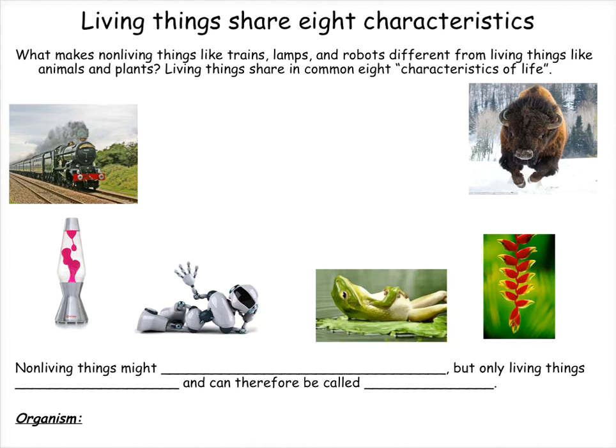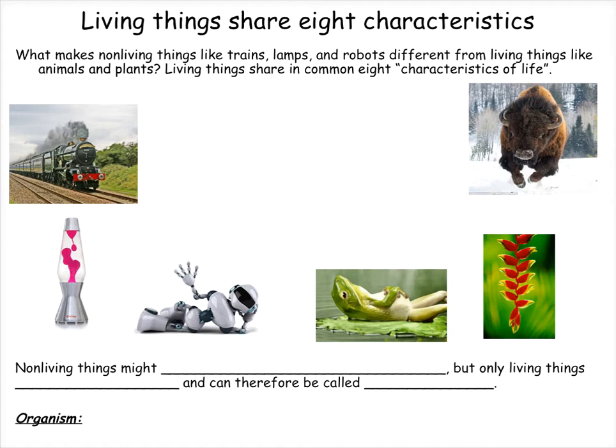So if we're going to study life, we must first know how to tell the difference between things that are living and things that are not living. So let's take a look at some of the pictures here. We've got some non-living things like the train, the lava lamp, and the robot, as well as some living plants and animals. So what is it that makes the plants and animals living, while the other things are non-living?